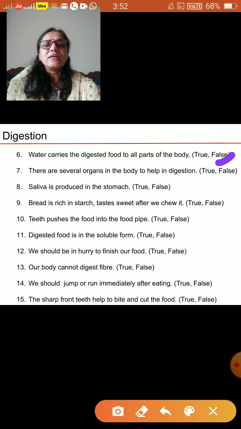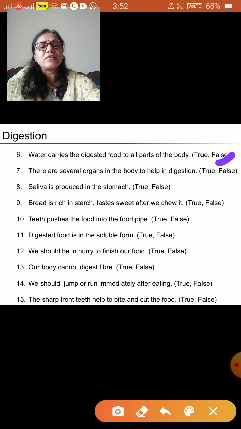There are several organs in the body to help in digestion. Yes, it is true. Many organs are involved in the digestive system.